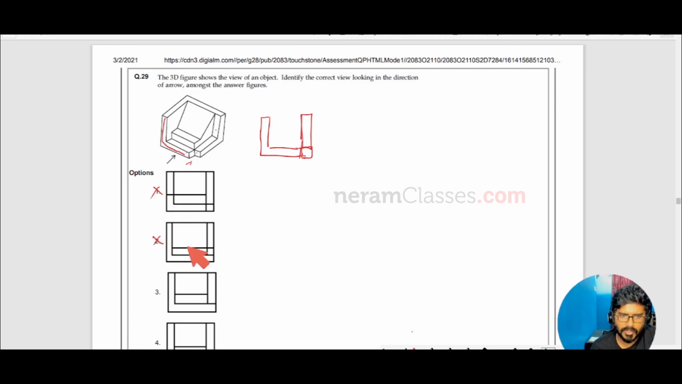So option 2 is the wrong answer because we don't find the square in the bottom half. The L is continuous till the end. So option 2 is the wrong answer. And in the 3 also we don't find this small square. So option 4 is the right answer. Here we can find everything perfect matching. So option 4 is the right answer.